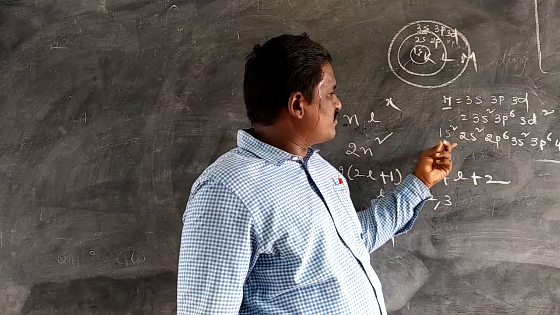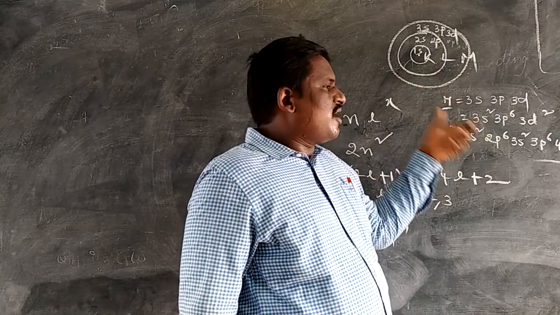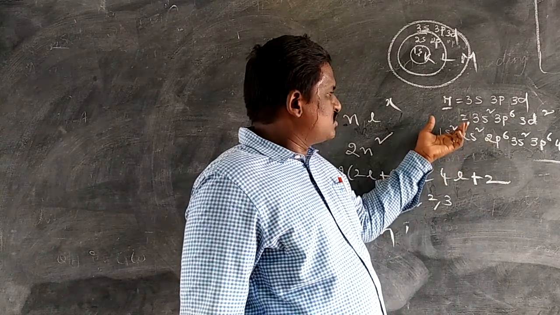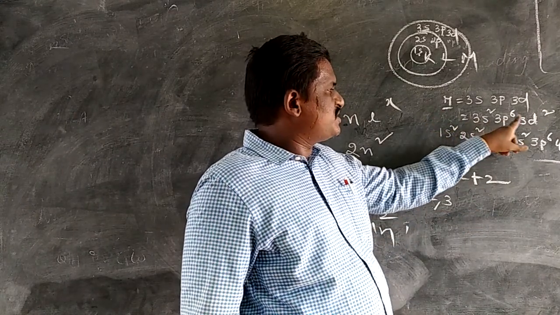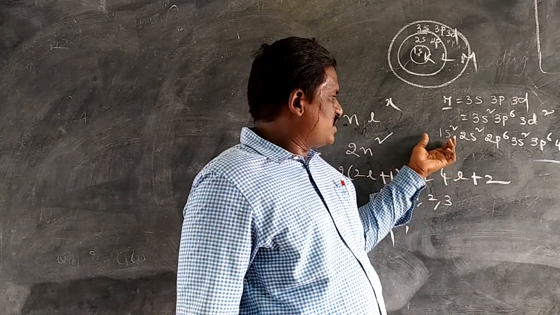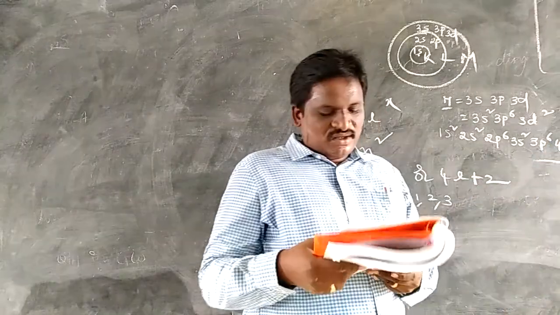Now, from the above principle, what do we understand? 3d orbital is entered after 4s. Now the configuration is 3s2, 3p6, 3d2. Now the shell configuration is 1s2, 2s2, 2p6, 3s2, 3p6, 4s2, 3d2.